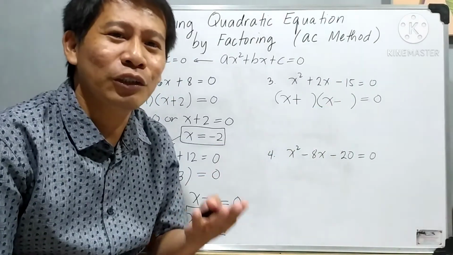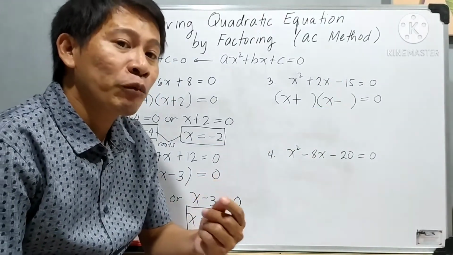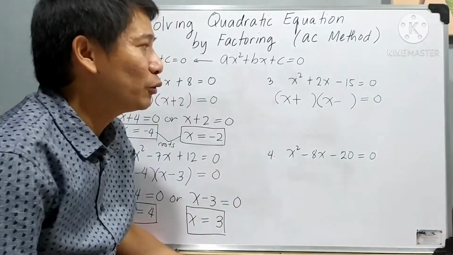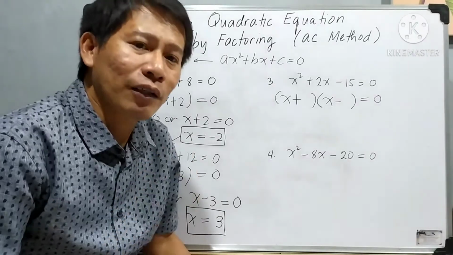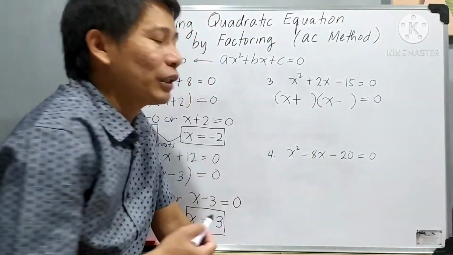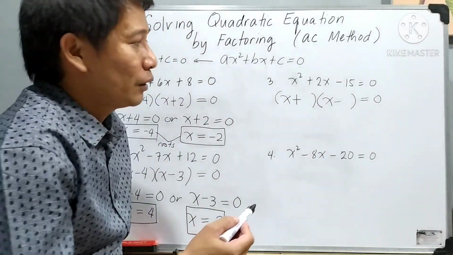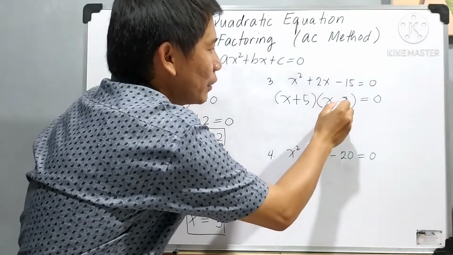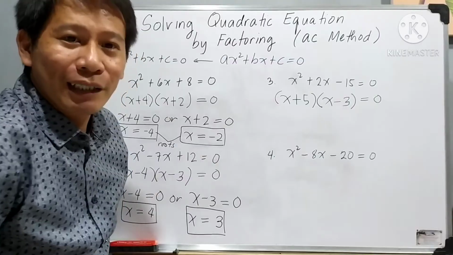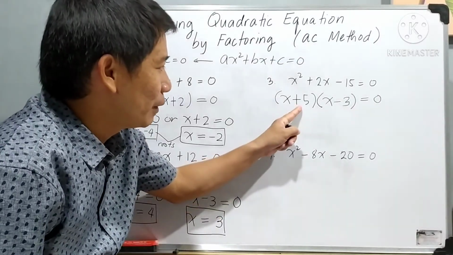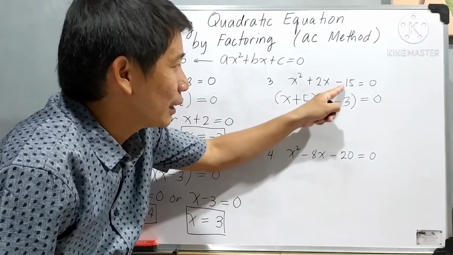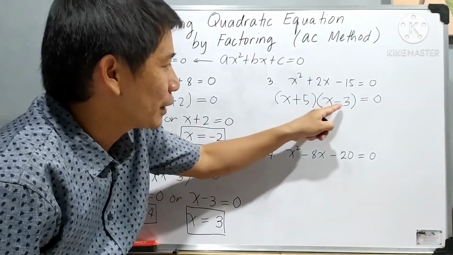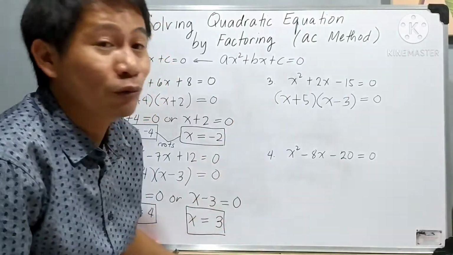So, ngayon, ano ang kondisyon? Kailangan, yung dalawang numbers na yon, pag pinag-add ninyo, ang sagot ay positive 2. And what are the factors of negative 15 whose sum is positive 2? So, we have positive 5 and negative 3. Bakit po? Positive 5 times negative 3 is negative 15. At pag pinag-add natin yan, positive 5 plus negative 3, ang sagot ay positive 2.